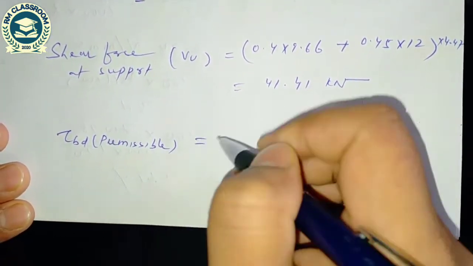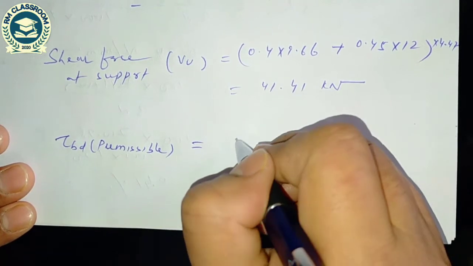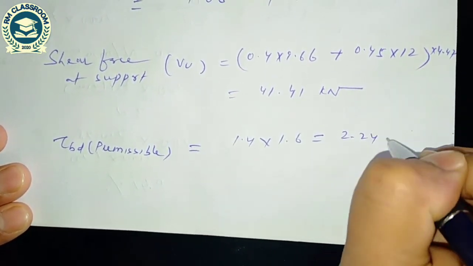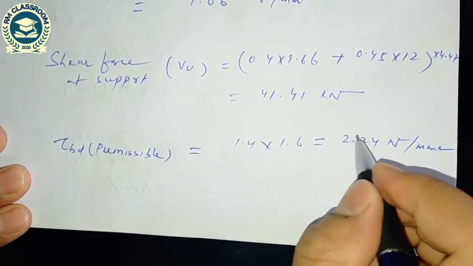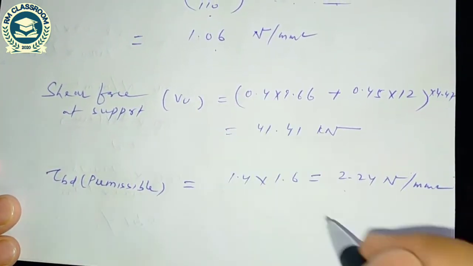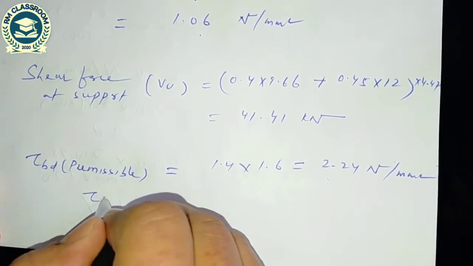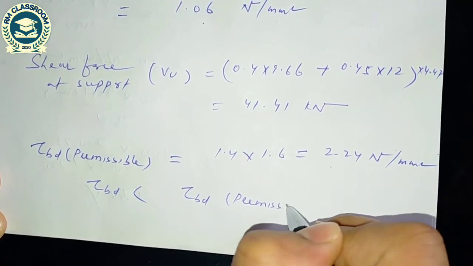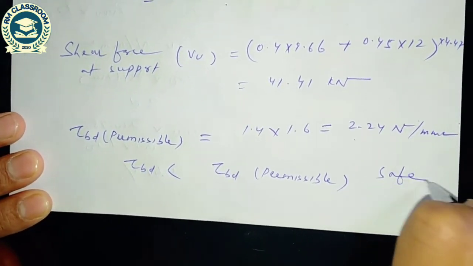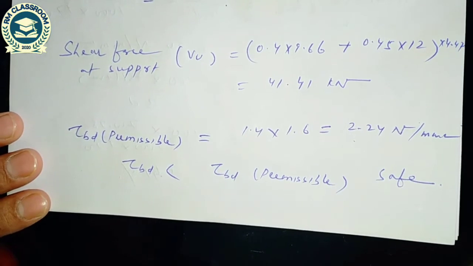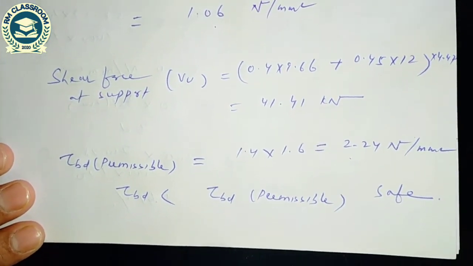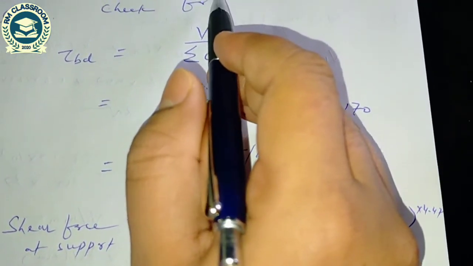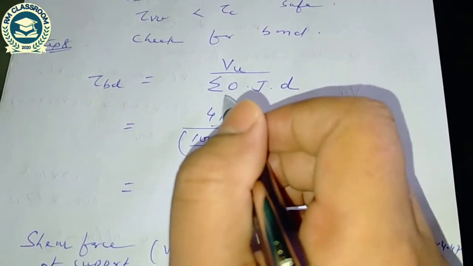So for Fe415, increase the value of tau bd by 60%. So 1.4 into 1.6, it is coming 2.24 Newton per mm square. So 1.06 is less than 2.24. So it is okay. Tau bd is less than tau bd permissible. Safe. Similarly, we can also design for the development length, but that is optional in the exam. Whether you stop here after checking the shear, or you can also check the development length.